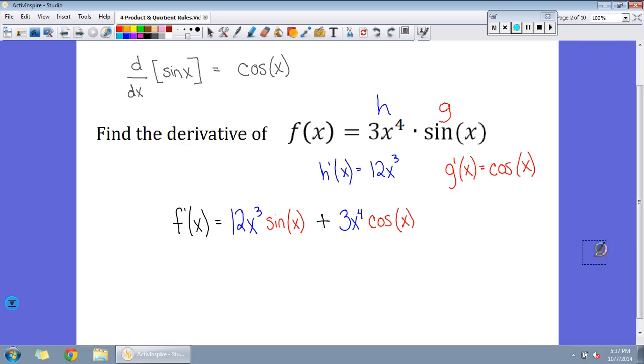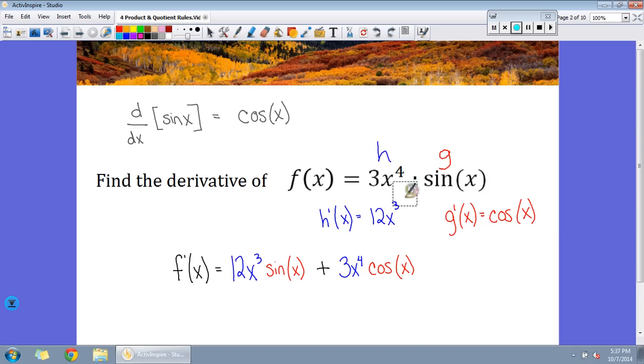And that's it. There's no reason to factor out the greatest common factor because we're just taking the derivative, we're not applying this to anything, so that's just the answer.